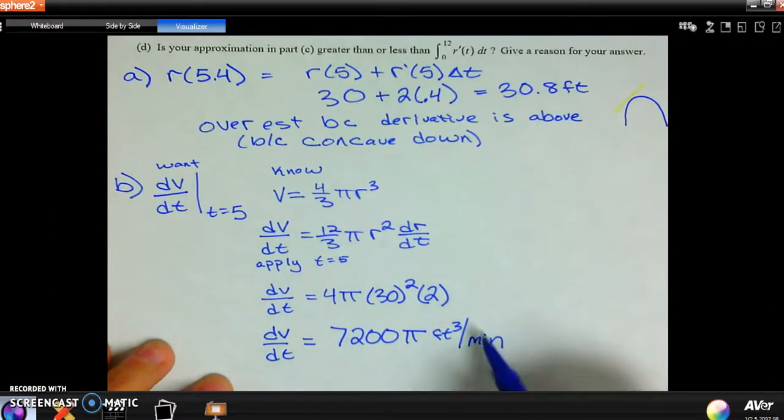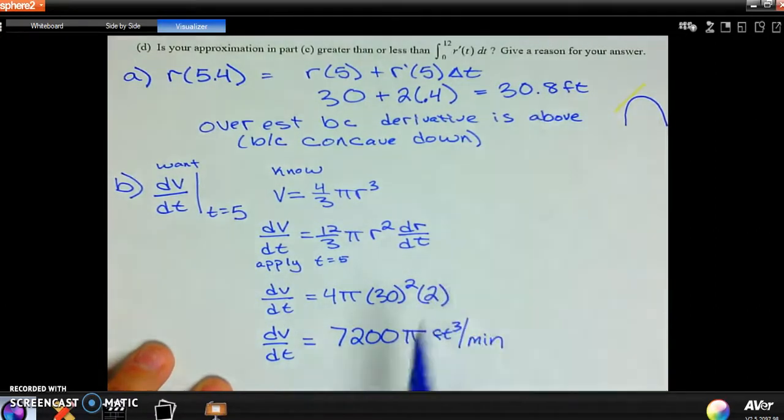And then again, the units. They had said in the scoring guide that that was like a separate point, to see if you had units on all the parts. So notice that I had labeled the feet cubed per minute there. So that's how you'd get the other point.